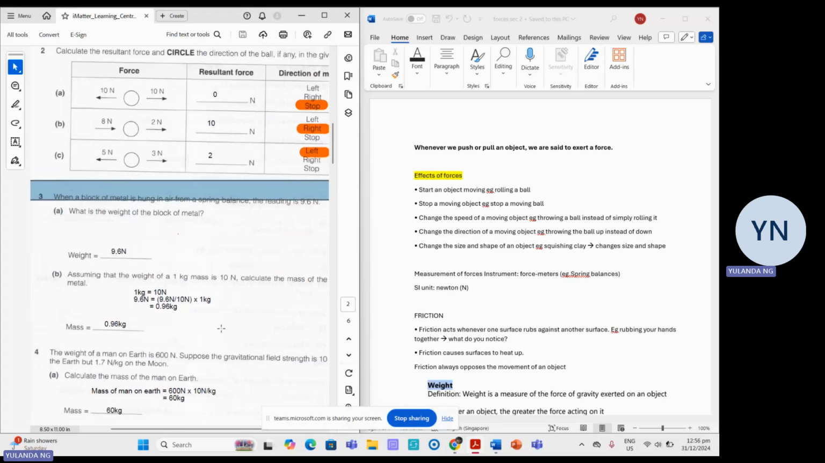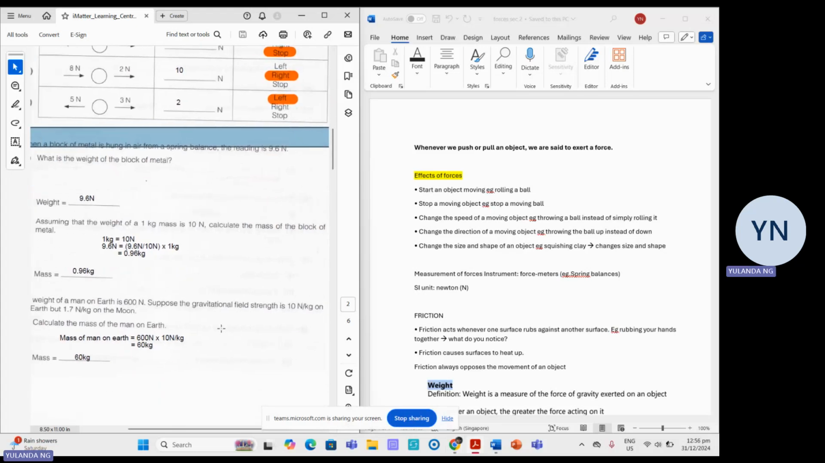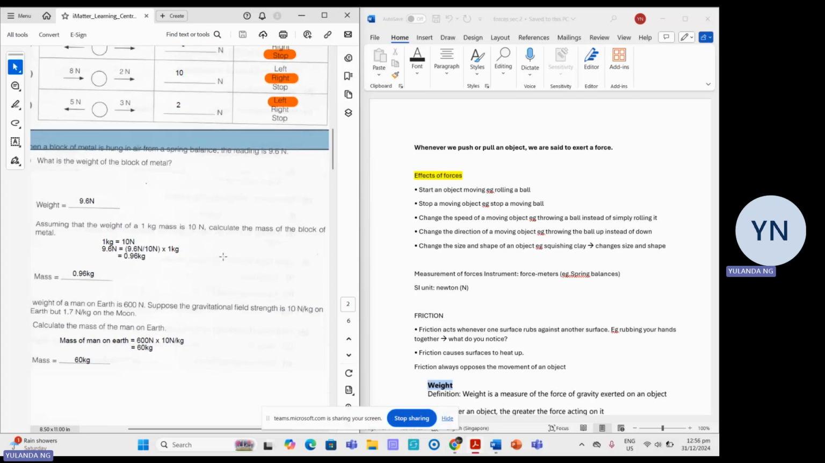Now assuming that the weight of 1 kg mass is 10 newtons, calculate the mass of the block. When there are a lot of numbers, don't confuse yourself. Look at the units first. 1 kg mass, so this is your mass. 10 newtons is referring to the weight. Now they want you to calculate the mass.